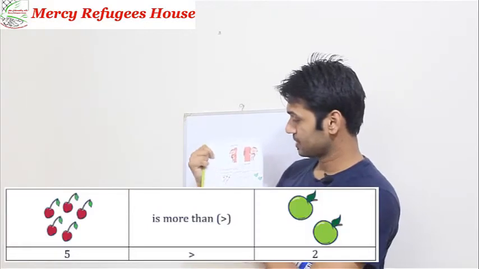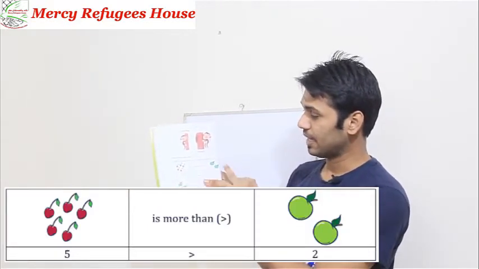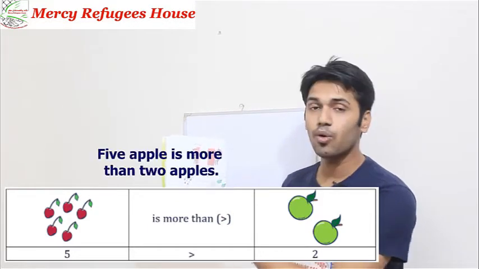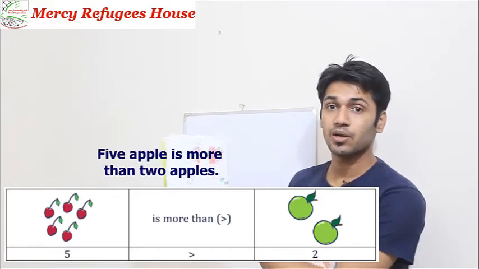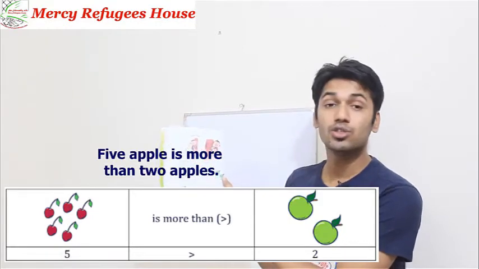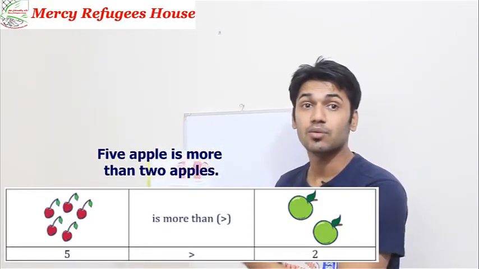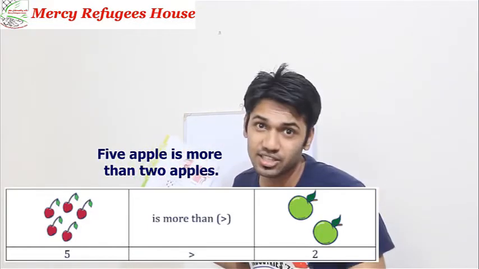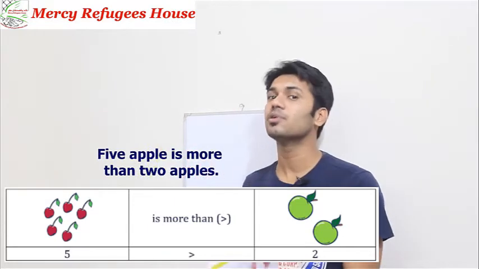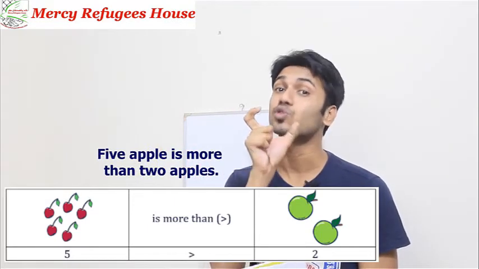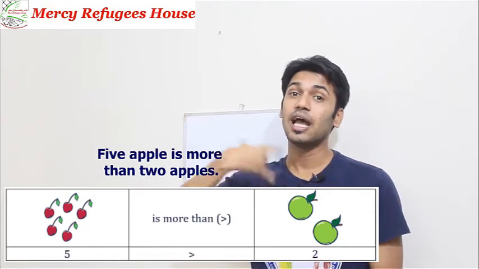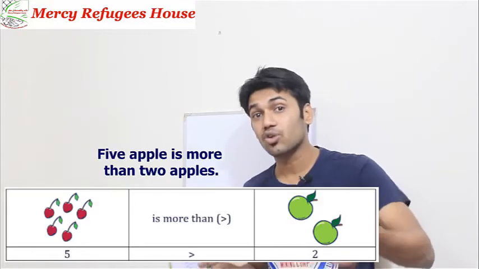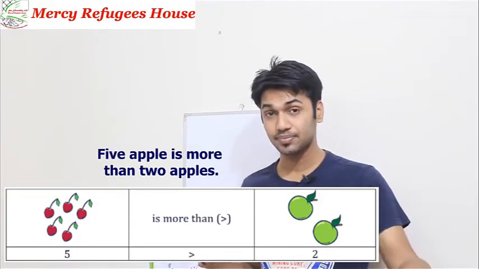Look at this. Here we have 5 apples and 2 apples. Which one is more? 5 apples is more than 2 apples, right? 5 is more or greater than 2. Students understand this very well. You just teach them the language "more than". If somebody has got something more than you, you say he has got more than this.